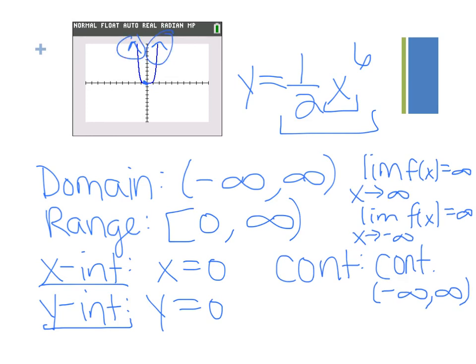The intervals of increasing and decreasing, I would say the function is decreasing. The y values are decreasing from negative infinity to 0 until I reach that minimum. And then it increases from 0 to positive infinity.